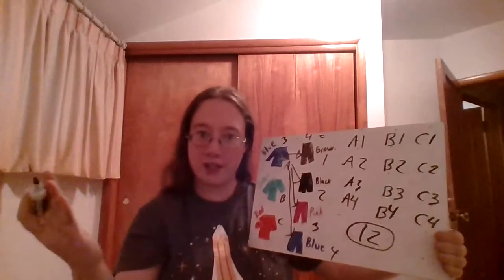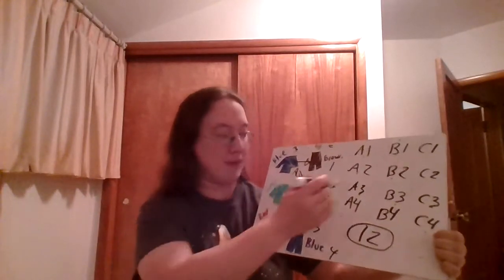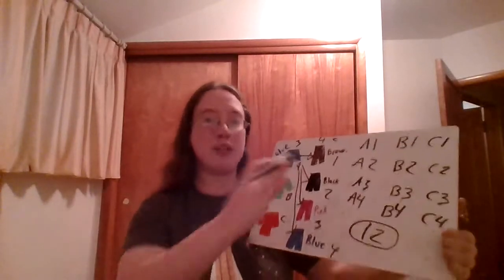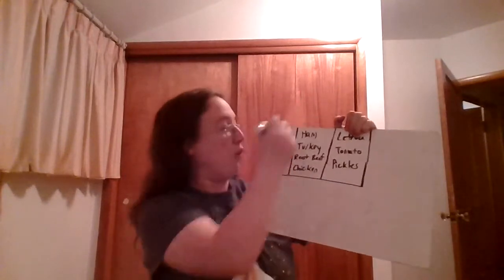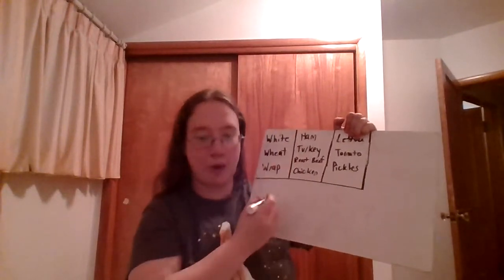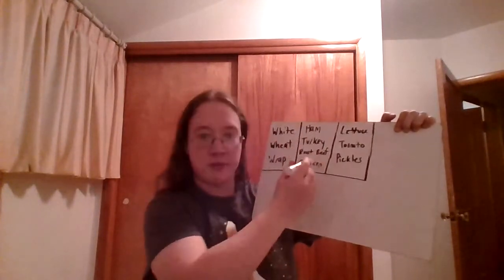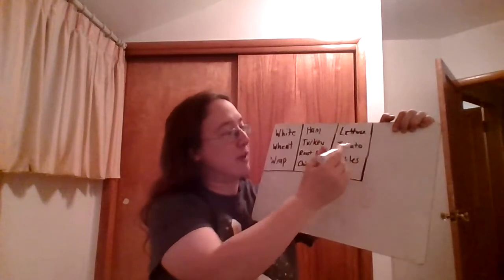You can just multiply. So if all we're interested in is our number of things, and we don't care about what exactly each of those things is, we just want to know how many of them there are, we can just multiply. Yay! For example, if I'm making a sandwich, and I could either have white bread, wheat bread, or I could put it in a wrap. And I could have either ham, turkey, roast beef, or chicken. And I could have lettuce, tomato, or pickles.